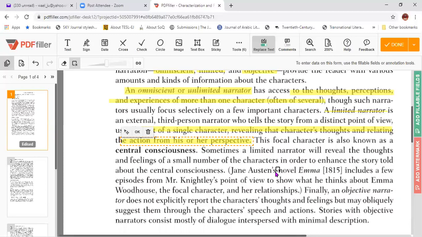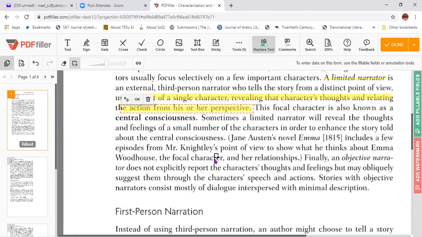The focal character is also known as the central consciousness. Sometimes a limited narrator will reveal the thoughts and feelings of a small number of characters in order to enhance the story told about the central consciousness. Jane Austen's novel Emma includes a few episodes from Mr. Knightley's point of view to show what he thinks about Emma Woodhouse, the focal character, and her relationship. Finally, an objective narrator.